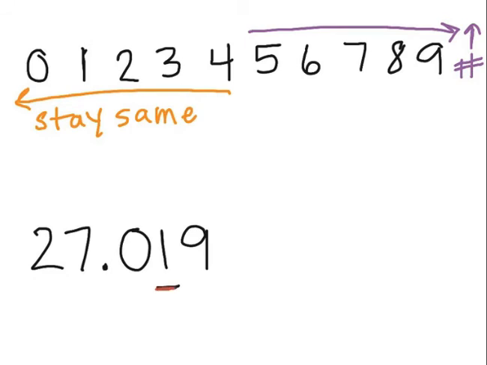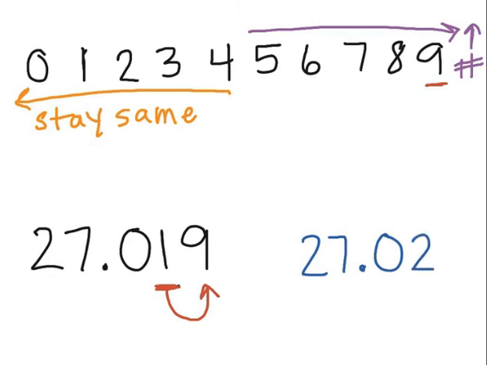Okay, so hundredths is right there. And I'm going to look at the 9 and say, hey 9, what are you going to do to my 1? Well, I know that my 9 is going to make my 1 go up to a 2. So when I write my number, I have 27, that stays the same, my 0 and decimal point, and then my 1 turns into a 2, and my 9 turns into a 0.